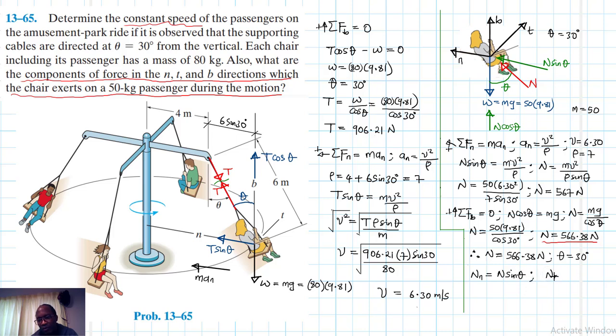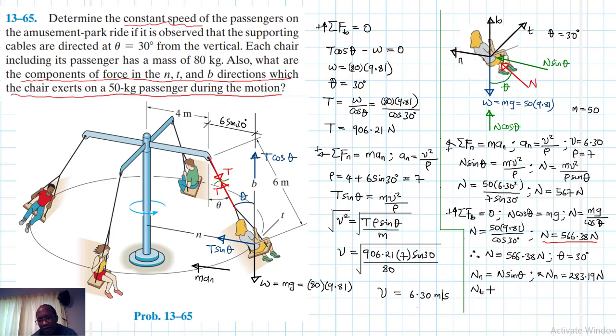If we plug in those values, 566.38 sine 30, this just gives us 283.19 newtons. And then let's go along the T.